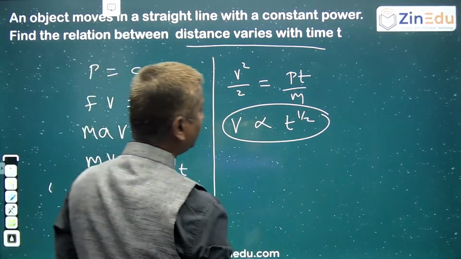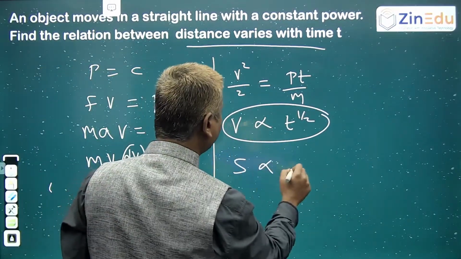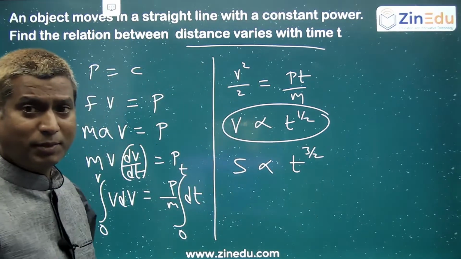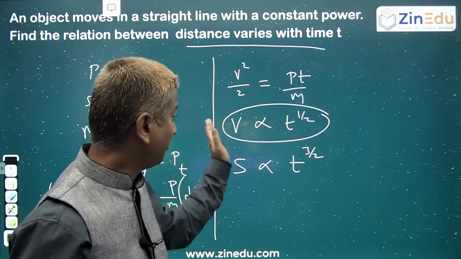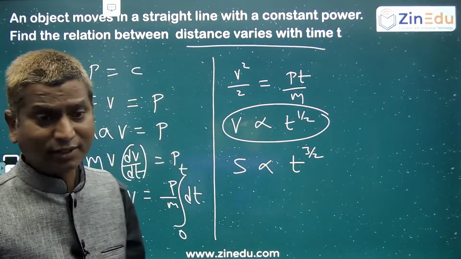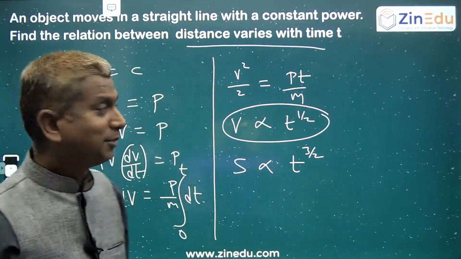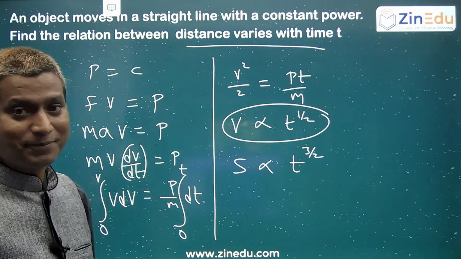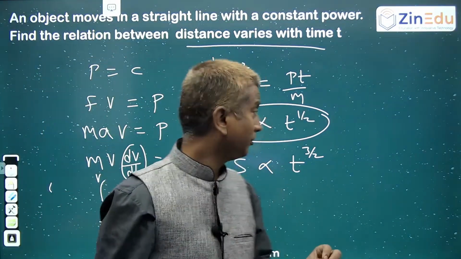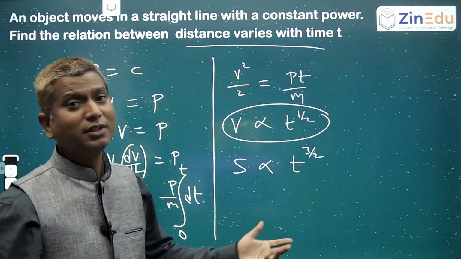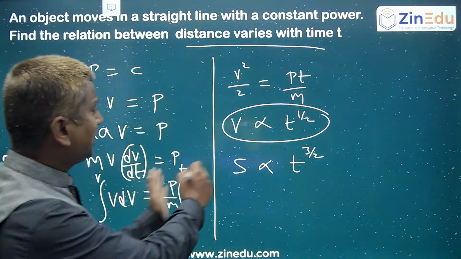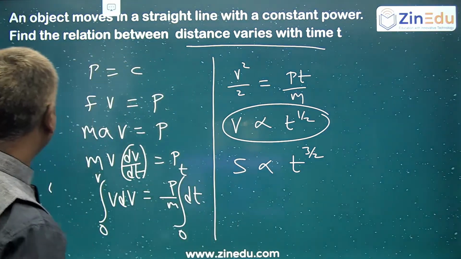So once V is related like this, how is S related? Definitely you are integrating that, so it will be T power 3 by 2. Correct or not? When velocity is given as a function of time, how do we get the displacement as a function of time? You are integrating that. So distance varies with time as T power 3 by 2. Hope it is clear. This is a simple question. You know the basic concept of power: instantaneous power is force dot velocity. Then I am combining it with kinematics. Fine. We'll proceed to the next one.